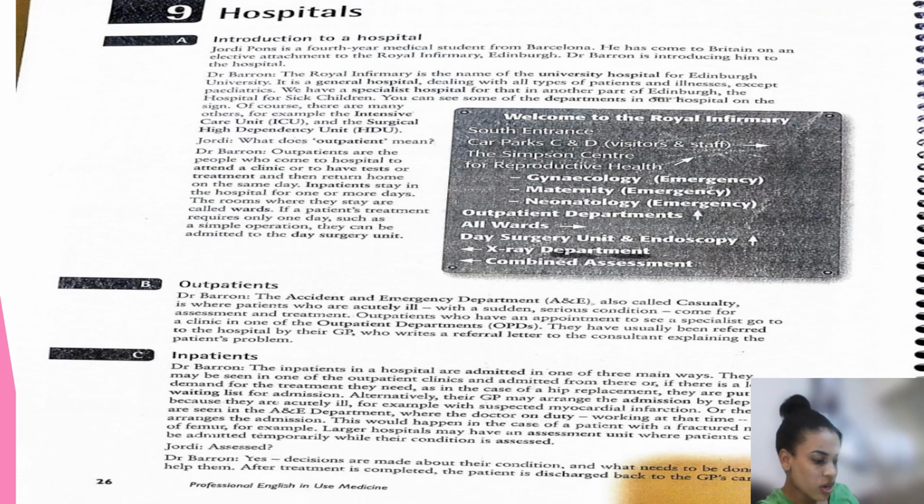Dr. Barron: The Royal Infirmary is the teaching hospital for Edinburgh University. It is a general hospital dealing with all types of patients and illnesses, except pediatrics. We have a specialty hospital for that in another part of Edinburgh, the Hospital for Sick Children. You can see some of the departments in our hospital on the screen. Of course, there are many other examples. The intensive care unit and the surgical high dependency unit.